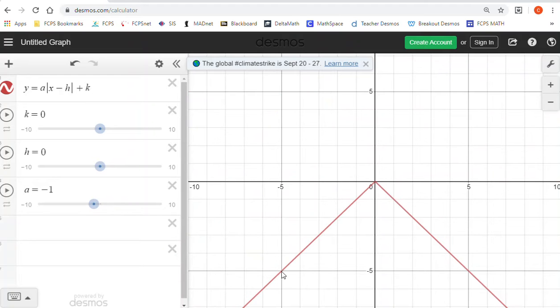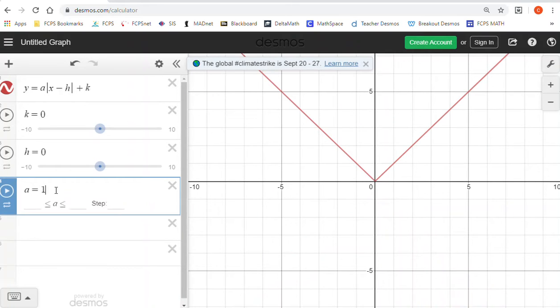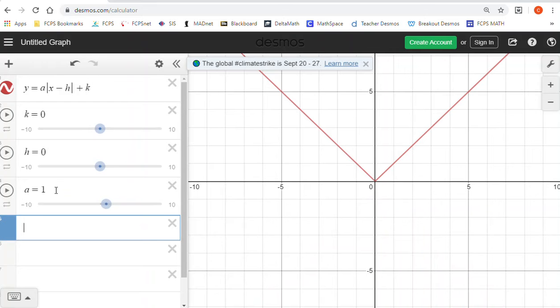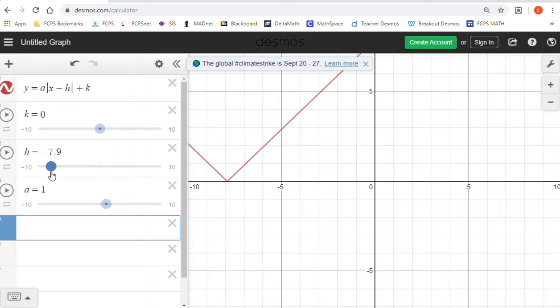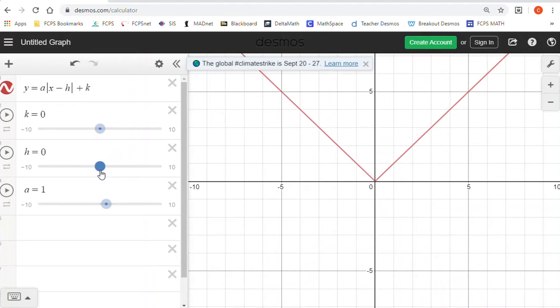Look at the slope though. Now the positive slope is to the left of the vertex and the negative slope is to the right of the vertex. Okay, so let's put our A value back to 1. Okay, parent function. Let's move H and K. H. Back to the origin. K.